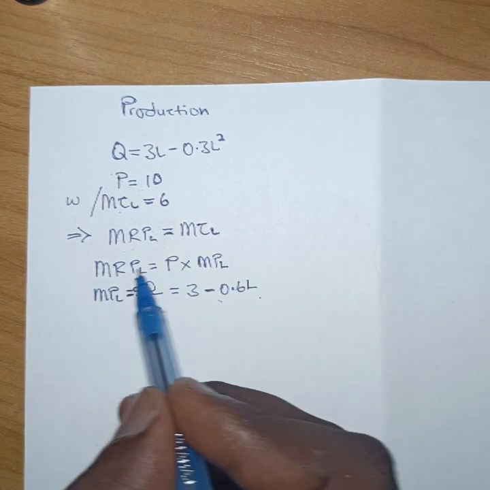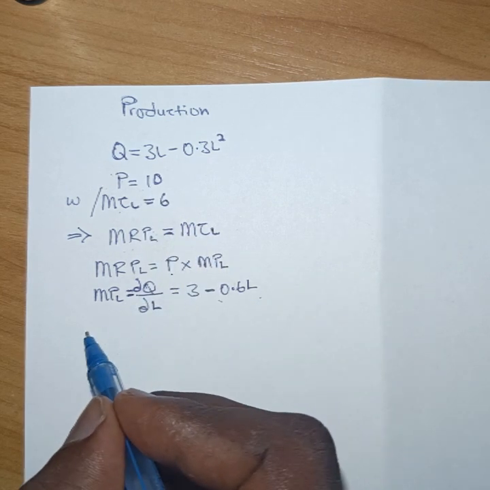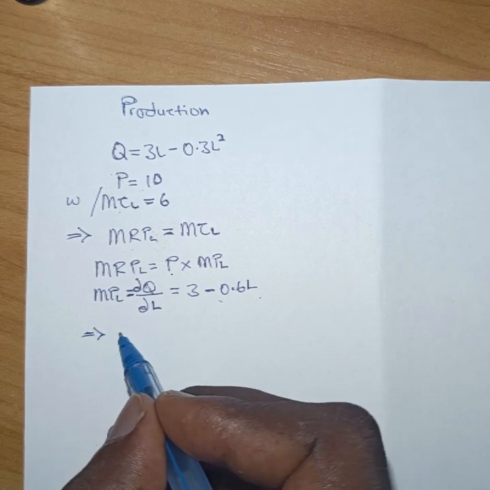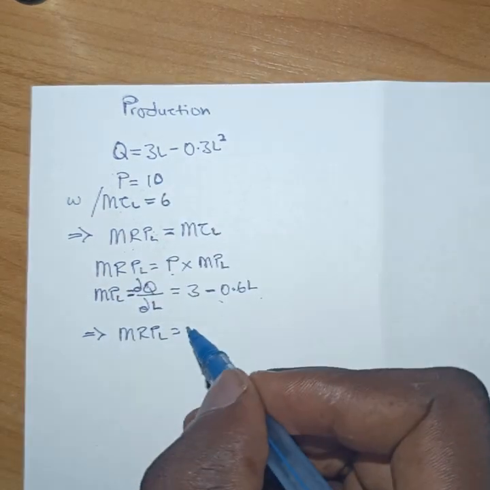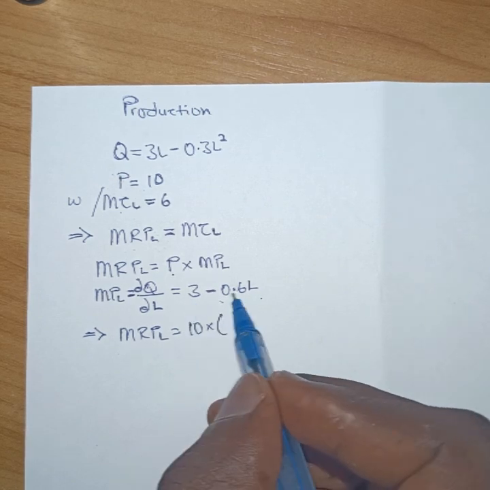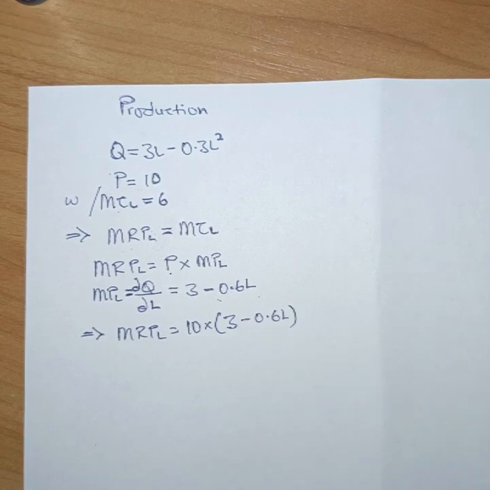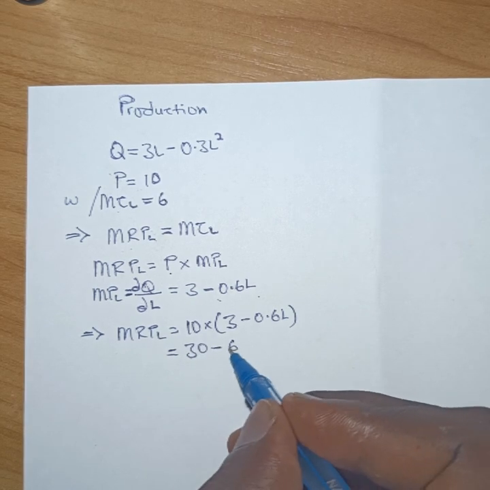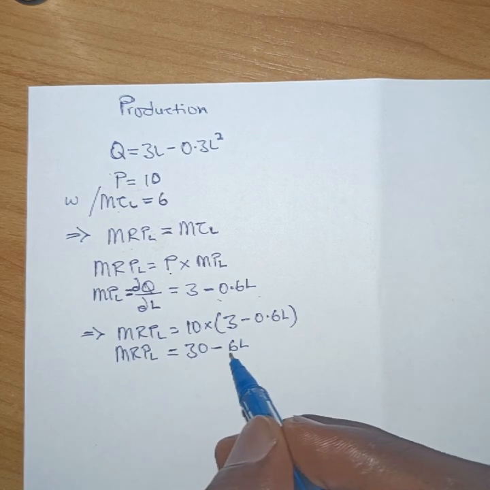So we put it back into this equation. We already know our P, which is 10. So this implies that MRPL equals what? Price is 10, right? So 10 multiplied by, then we open bracket and we put MPL there, which is 3 minus 0.6 L, close brackets. So we multiply, and we get 30 minus 6L. So our MRPL equals 30 minus 6L.